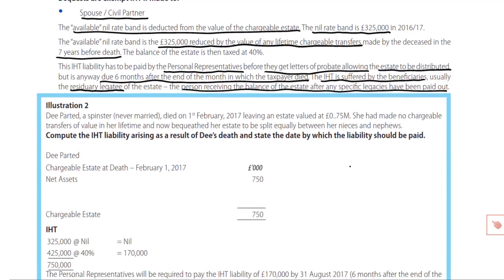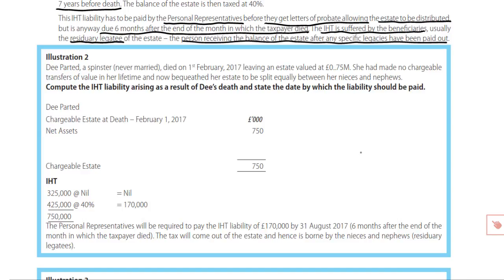Right, let's just finish this session with a nice simple illustration, illustration 2. We have our heroine here, bless her, departed, the humorously named Departed, a spinster. That simply is a good old-fashioned word for a lady who was never married. I've put that in, meaning that there is no spouse, nor was there ever a spouse. Had there been a spouse, that brings in other possibilities, not the least that any bequest to the surviving spouse would be an exempt transfer. So I'm excluding that from this particular problem.